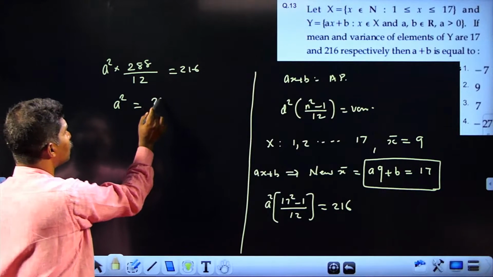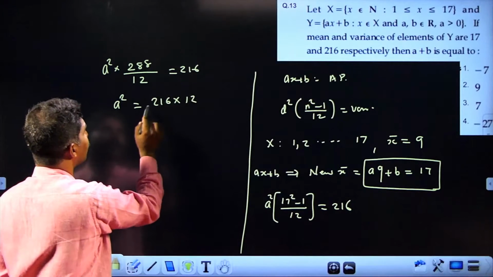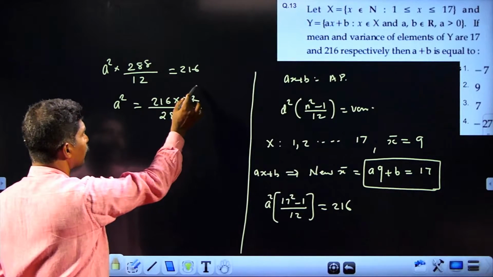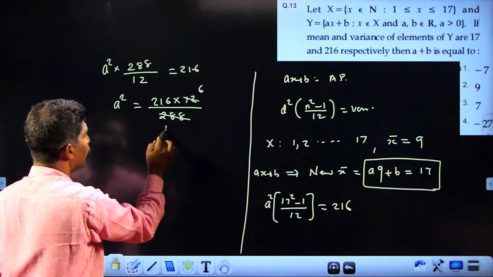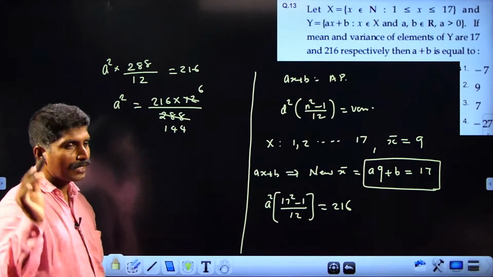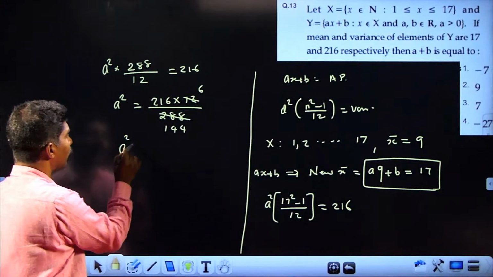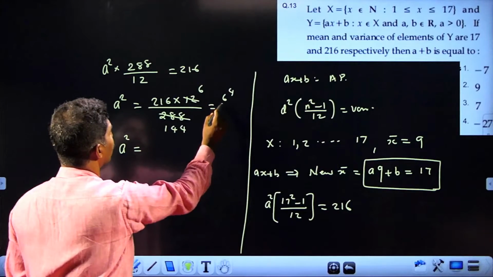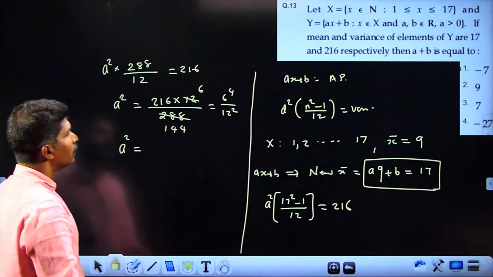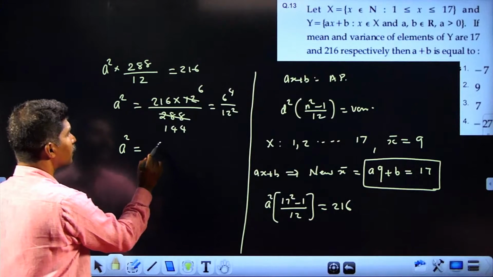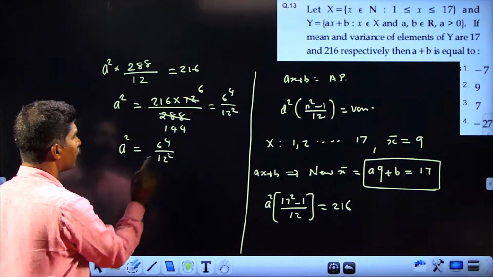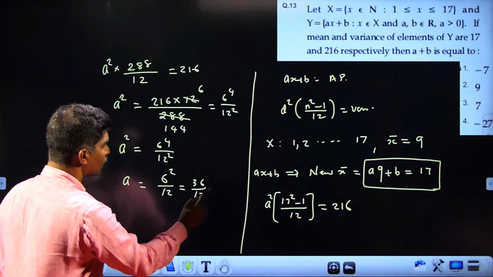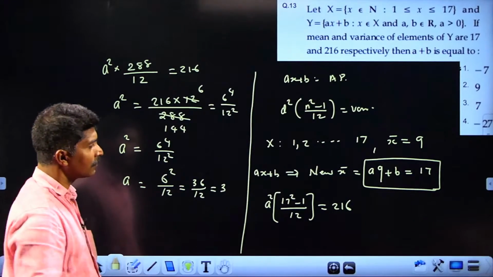Therefore, a square is equal to 216 into 12 divided by 288, and you can cancel by 2. Cancelling by 2, there will be 6 and there will be 144. 144 is 12 square, so you will write all these as squares, and 216 is 6 cube. 6 cube into 6, 6 raised to 4 divided by 12 square. So a square is equal to 6 raised to 4 divided by 12 square. Therefore, a is equal to 6 square divided by 12, that is equal to 36 divided by 12, which is equal to 3. A is equal to 3.